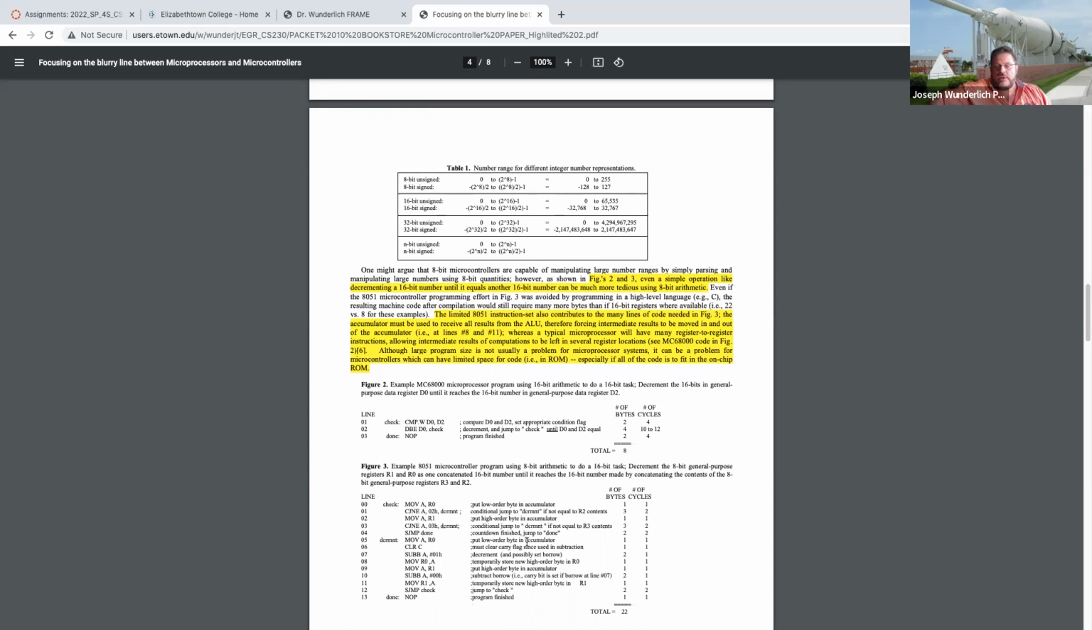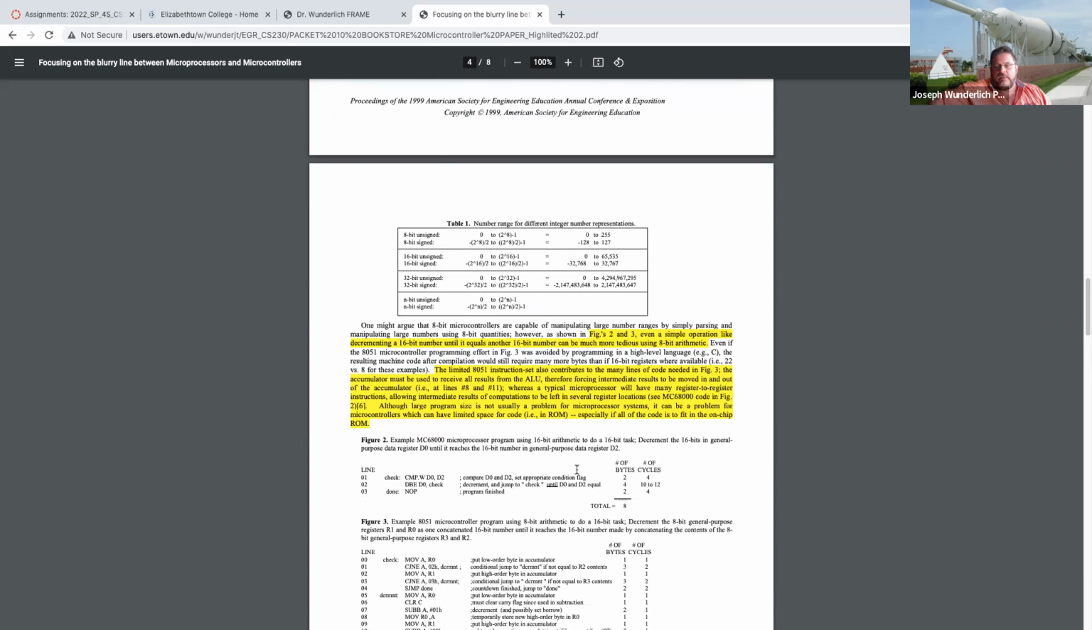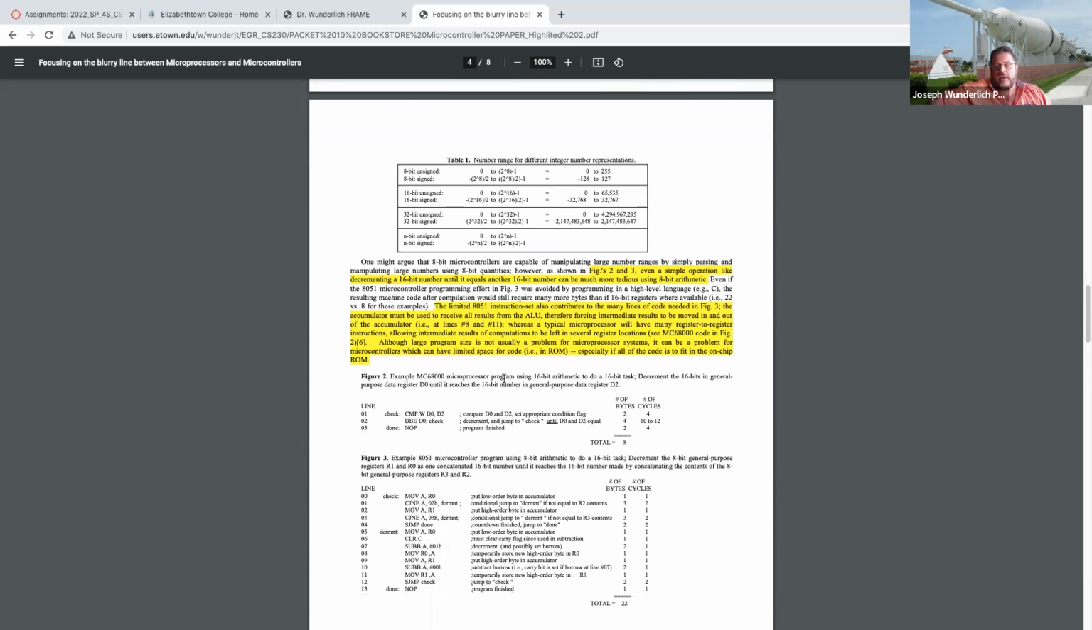Now, these code examples are not for this class here. These are code examples in assembly language comparing a microprocessor to a microcontroller. So if you want to learn more about that, take one of my advanced classes. It used to be in 333, now it's going to be in this merged version of a couple courses. The limited 8051 instruction set also contributes to the many lines of code needed.